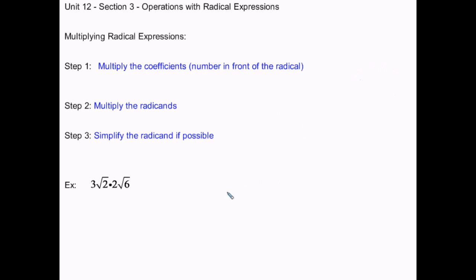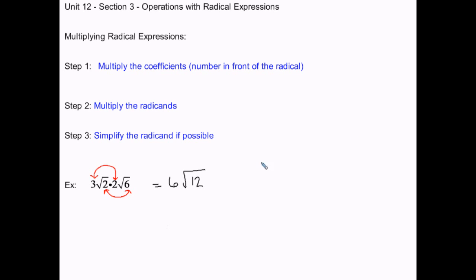So to start, we multiply the coefficients, and then we multiply the radicands. So I'm going to do 3 times 2, which gives me 6, and 2 times 6, which gives me 12. Radicands must stay underneath the radical.